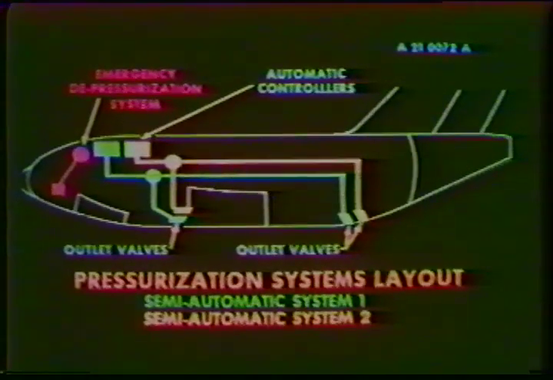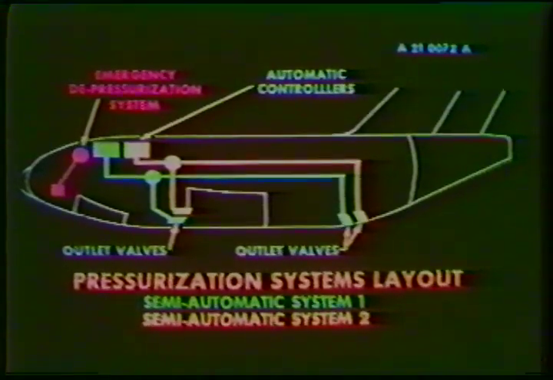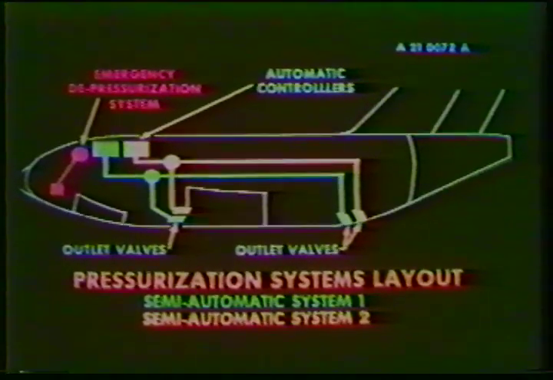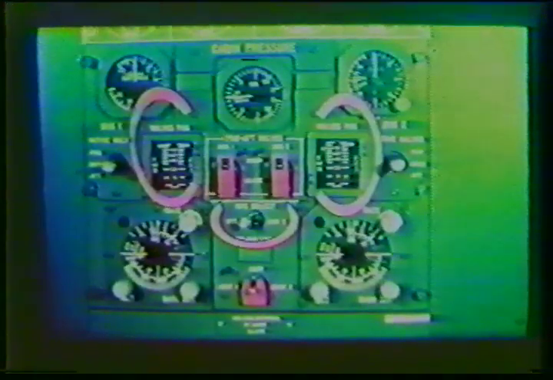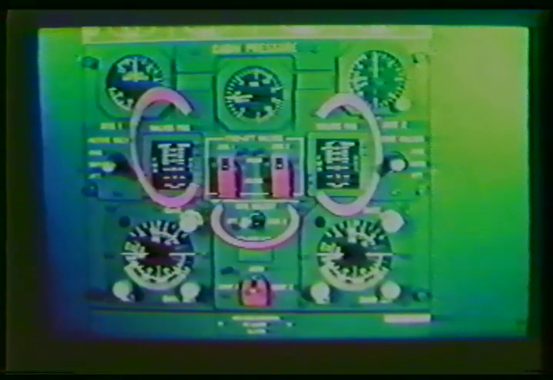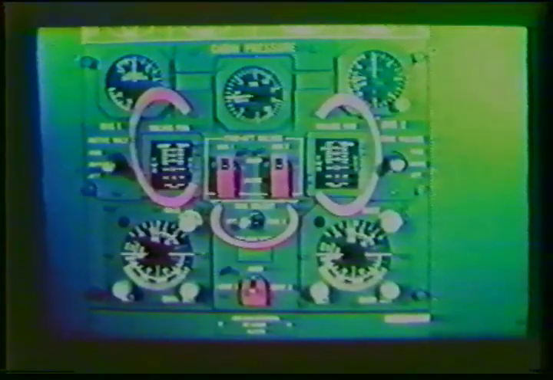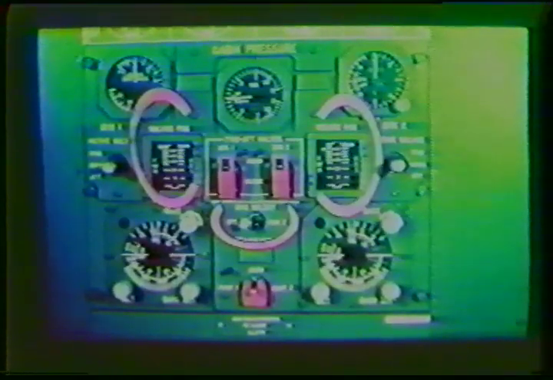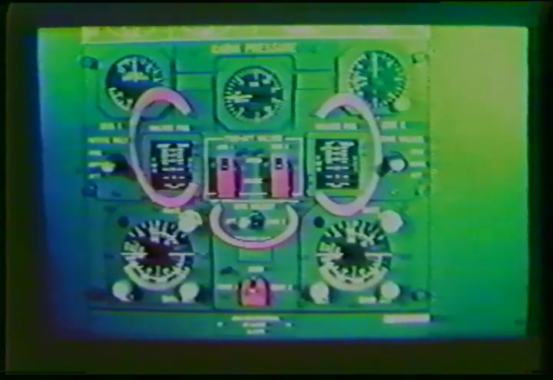There are 2 forward and 2 aft outflow valves. Each regulating system controls, via a controller, 1 forward and 1 aft outflow valve. System selection is controlled by a system select switch, and the position of the 4 outflow valves is reflected by dual needles on the 2 valve position indicators.